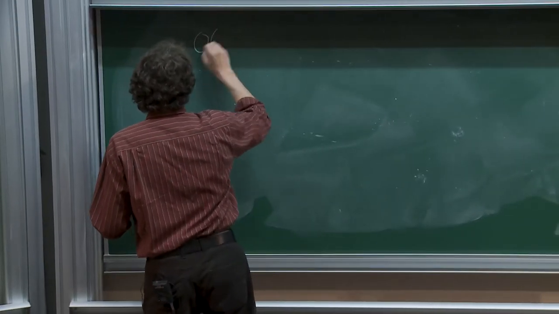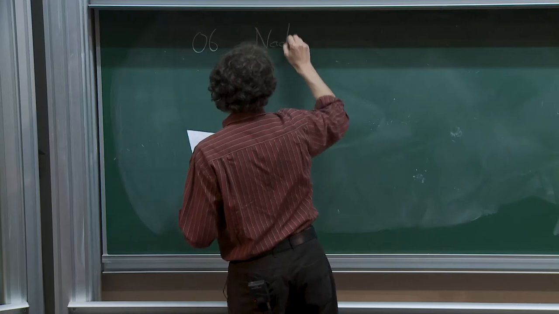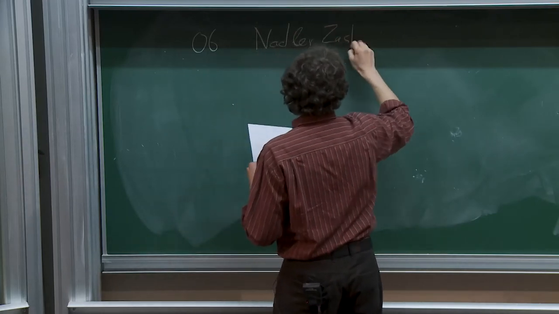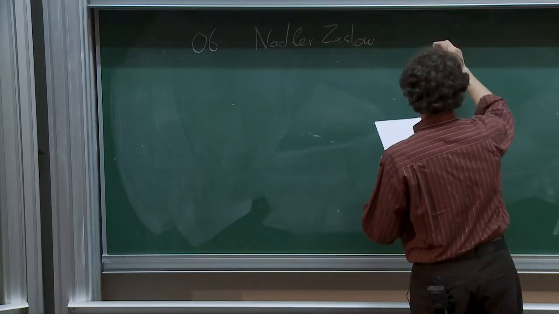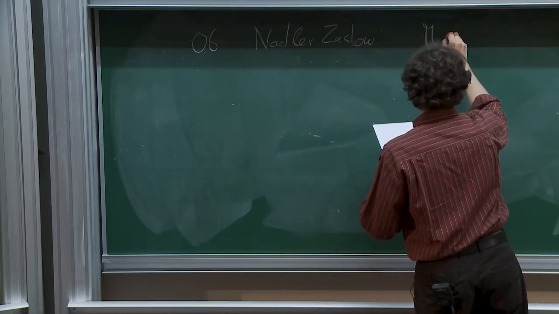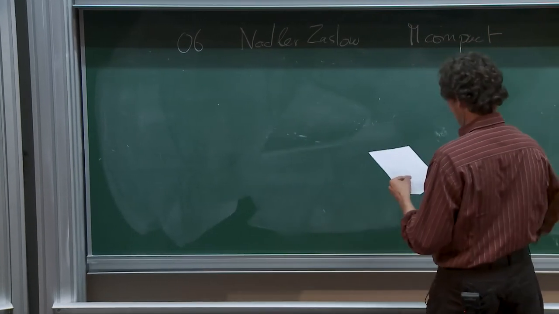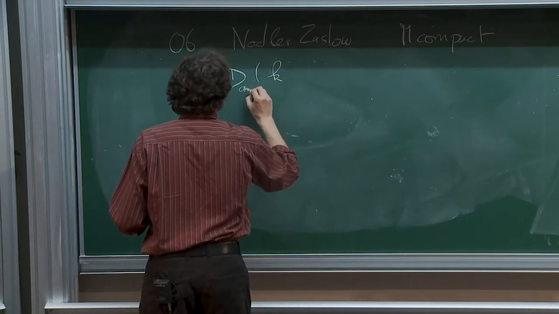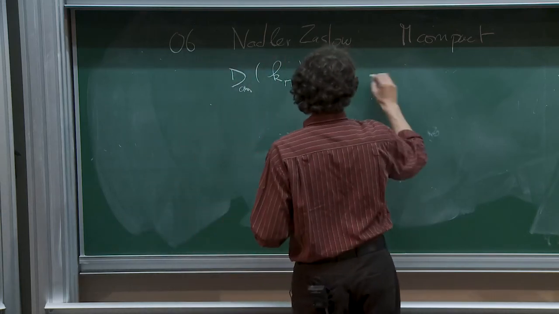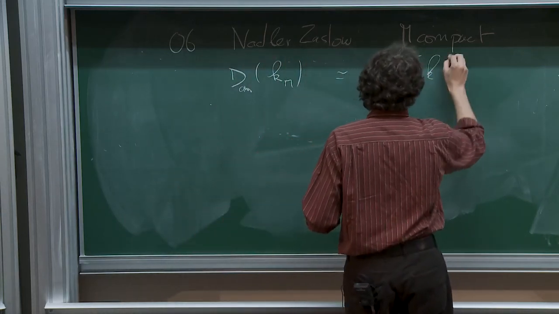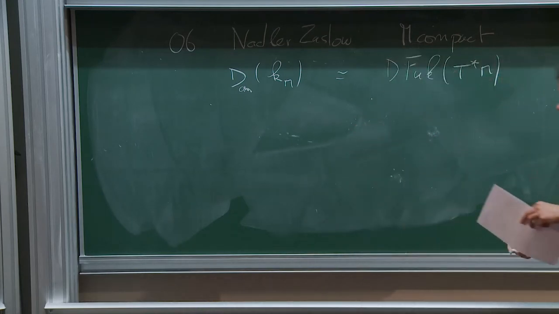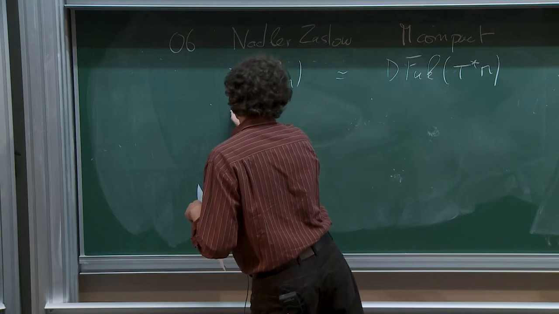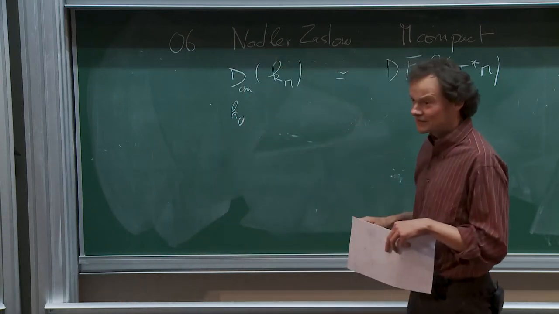And for this, we have to wait for two different results. One by Nadler and Zaslow in 2006. Well, I will not really explain what they mean. We consider a compact manifold M, and they prove that the derived category of constructible sheaves on M is equivalent to the derived Fukaya category of the cotangent bundle. And the correspondence is, here we consider the constant sheaf on some open set.